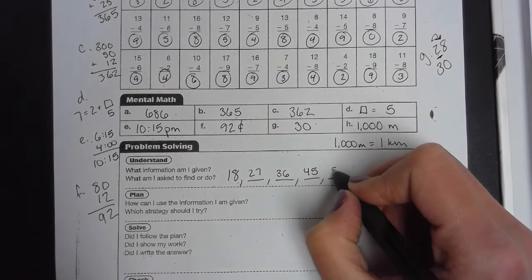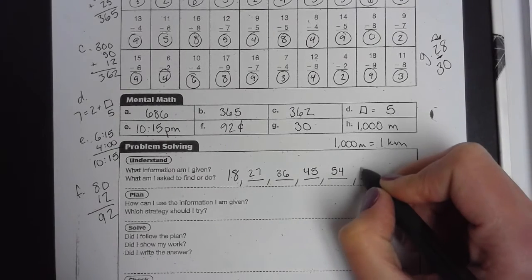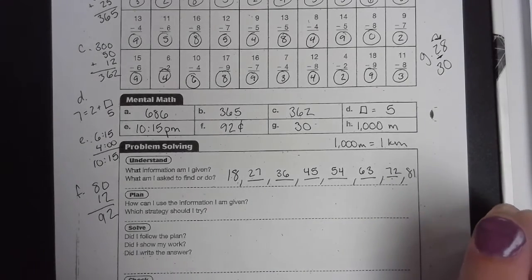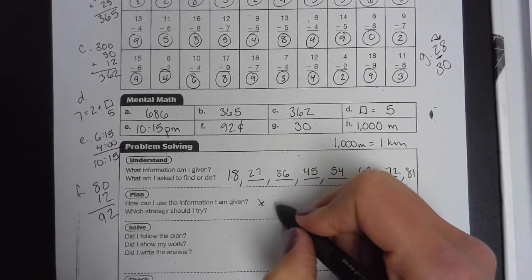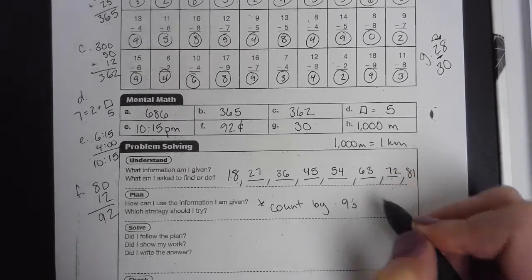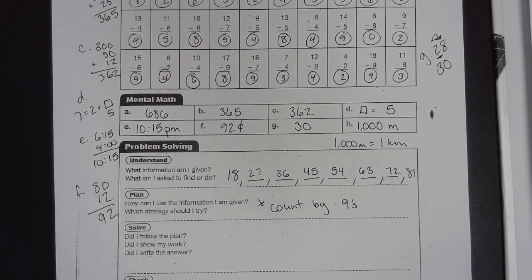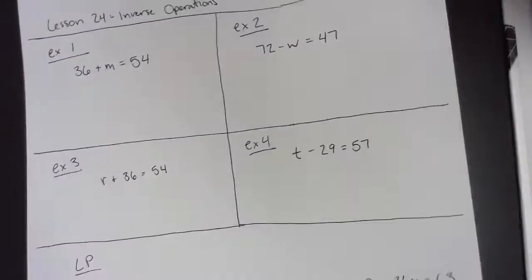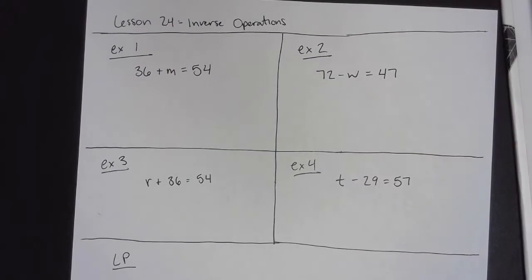45. 54. 63. 72. What do you notice about them? That's the numbers that we say when we count by nines. So these numbers are just counting by nines. Go ahead and flip it over. Let's get going on our math lesson 24.